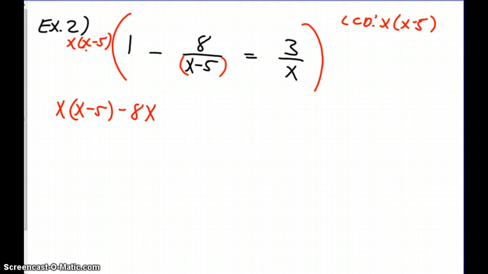Now x minus 5 times 3 over x. What's going to cancel? The x's. So you're going to get equals 3 times what? X minus 5. See, it's so simple. You guys can almost do this in your head. It's so easy.